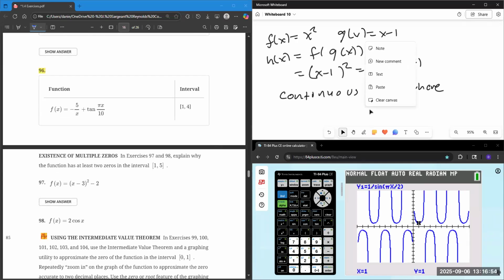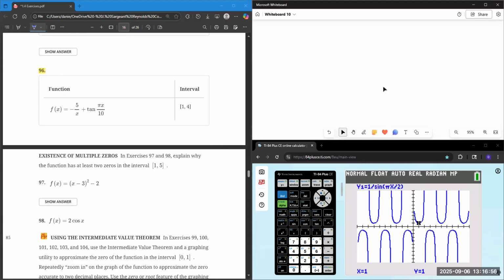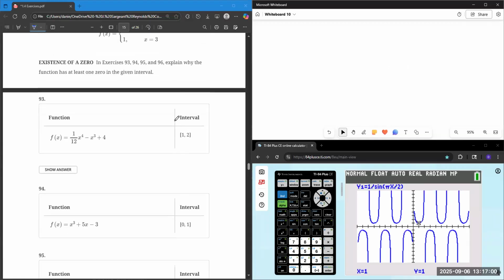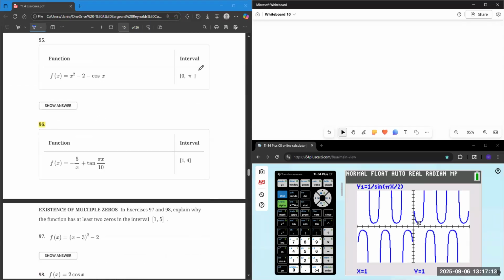96. The instructions here say use the intermediate value theorem to find the existence of a 0 in the interval. So f of x is equal to -5 over x plus tan pi x over 10.